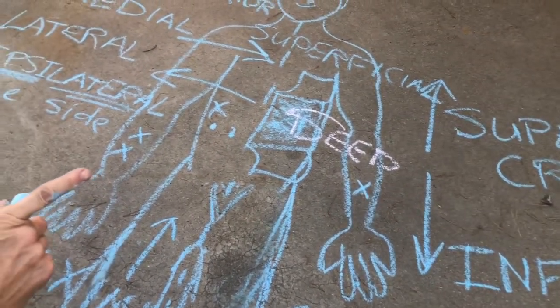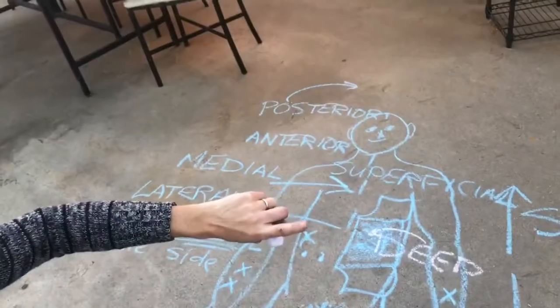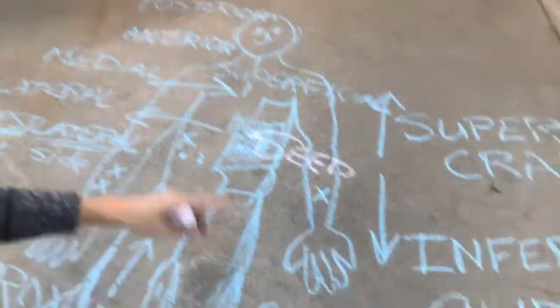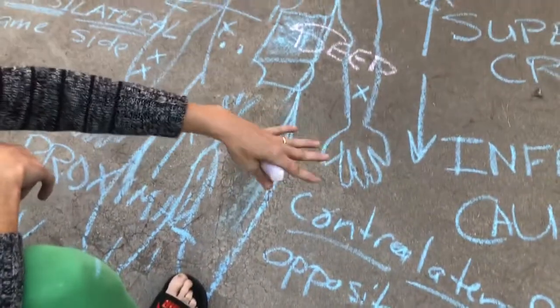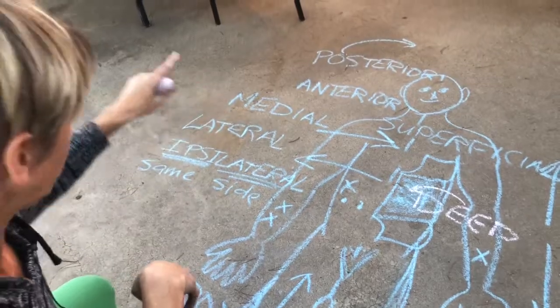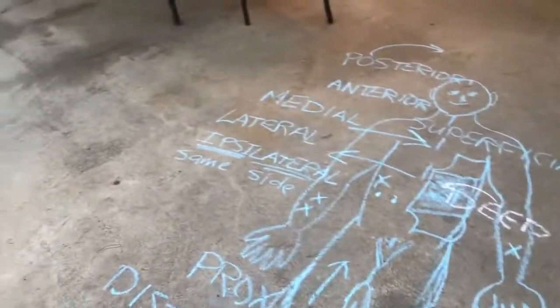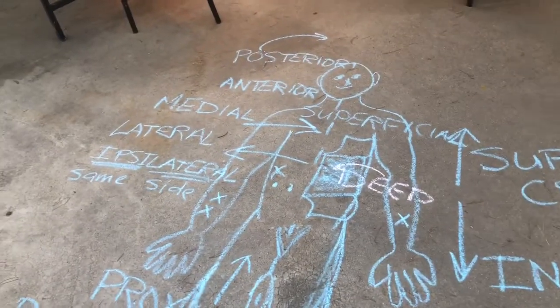Okay, so those are our directional terms. Superior toward the head. Also, we could use cranial as toward the head. Inferior toward the tail, or caudal toward the tail. What else? What do we do next? Medial is toward the midline of the body. Lateral is away from the midline of the body.